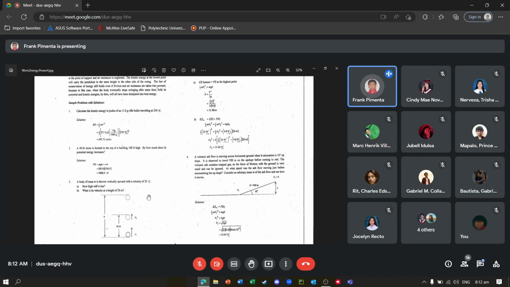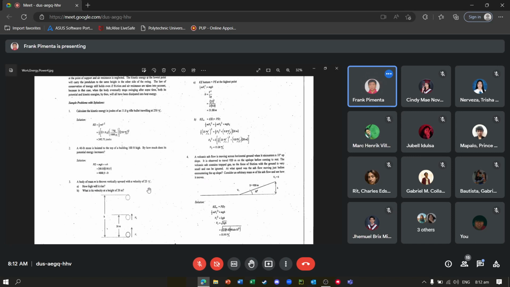Okay, we have an example problem here on conservation of energy. A body of mass m is thrown vertically upward with a velocity of 25 meters per second. How high will it rise? What is its velocity at the height of 20 meters?